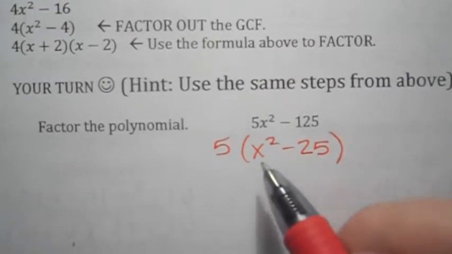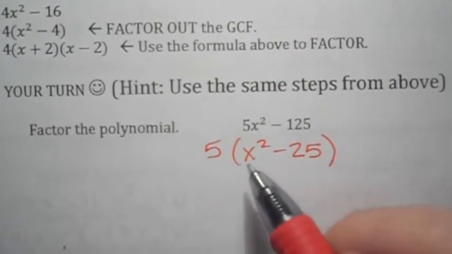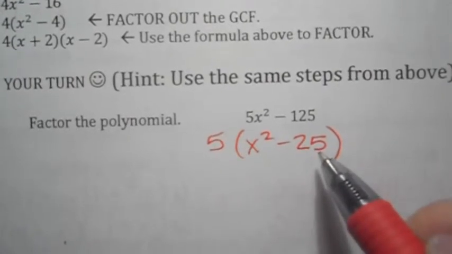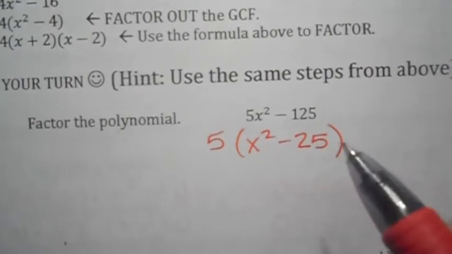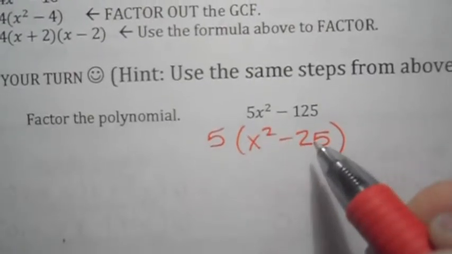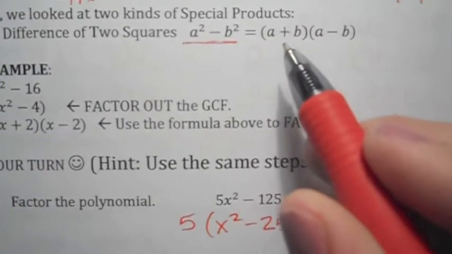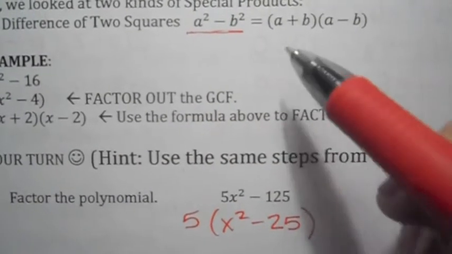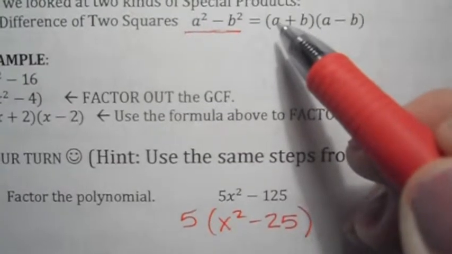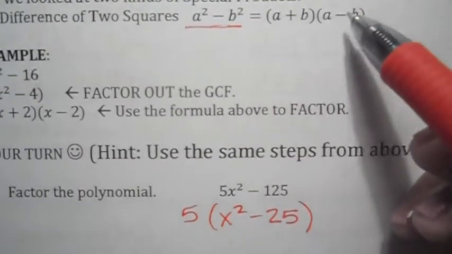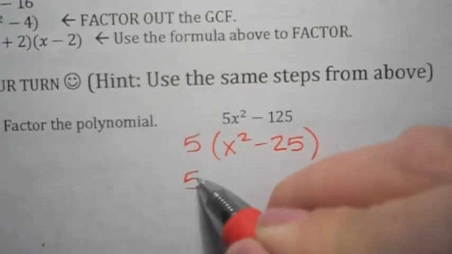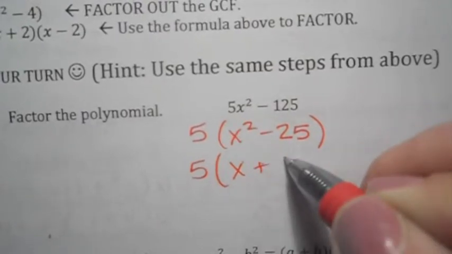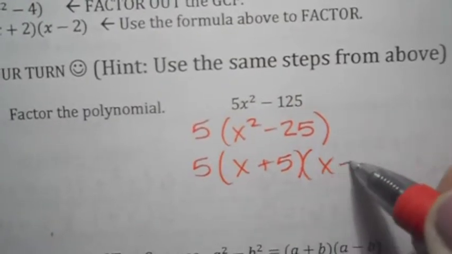Now we ask ourselves, is this a difference of two squares? X squared minus 25. Is that something squared? Yes, that's 5 squared. So we have x squared minus 5 squared. Using this formula, that tells us if x squared minus 5 squared is the polynomial, then the factors are x plus 5 and x minus 5. So we still have that 5 out in front, but x squared minus 25 becomes x plus 5 and x minus 5.